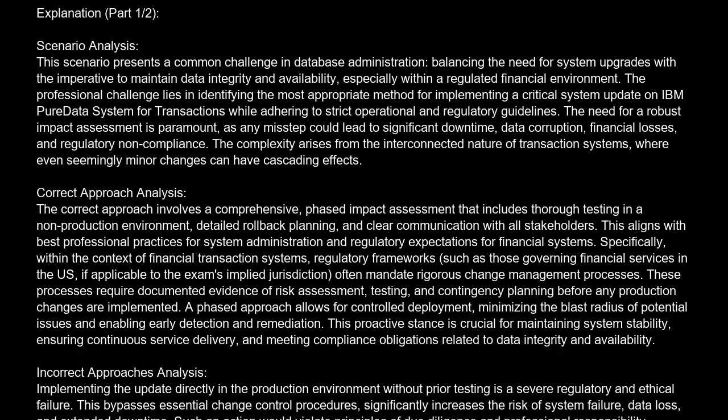The correct answer is A. Conduct a comprehensive, phased impact assessment including thorough testing in a non-production environment, detailed rollback planning, and clear communication with all stakeholders. Explanation. Scenario analysis.